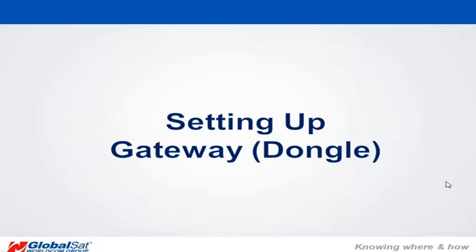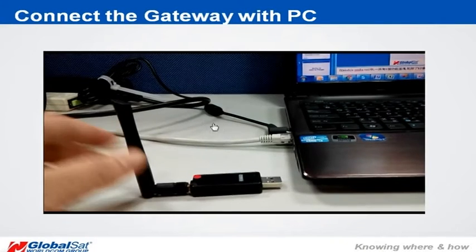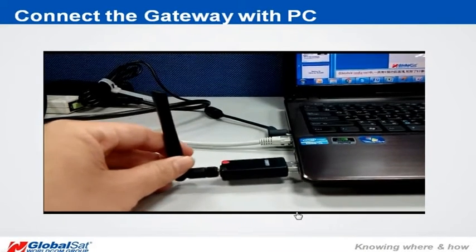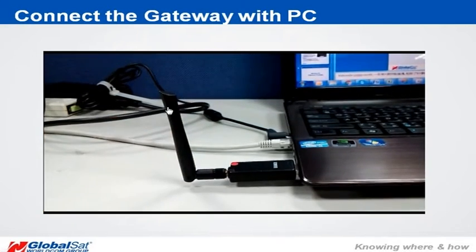The second part is to set up the gateway dongle. Users may refer to our dongle installation and guide manual. The gateway and dongle devices should be detected after installation. As a demonstration in this video clip, we will connect the PC with the dongle and the antenna.